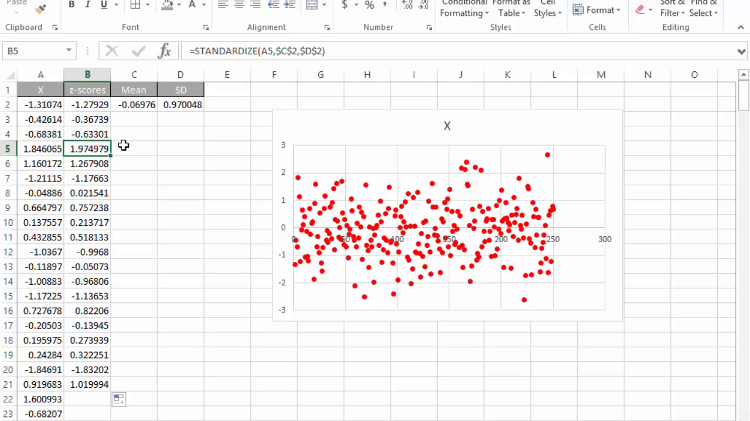And so I hope this helps you to understand what standard deviation is and what z-scores are. When you get into the normal distribution, the z-scores will make a little bit more sense because the normal distribution is the bell curve and everything is based off of a mean of 0.